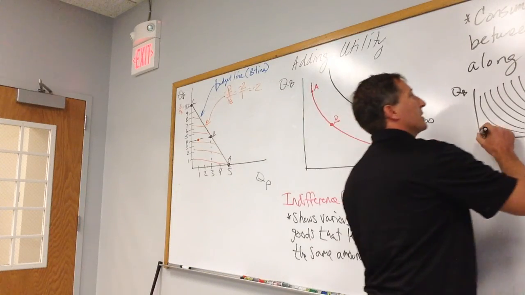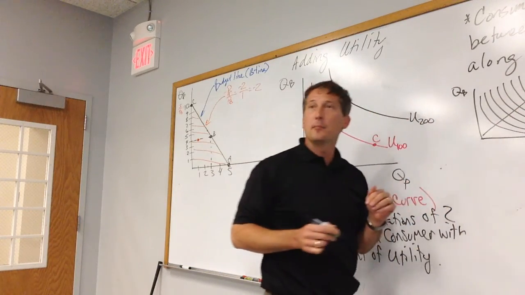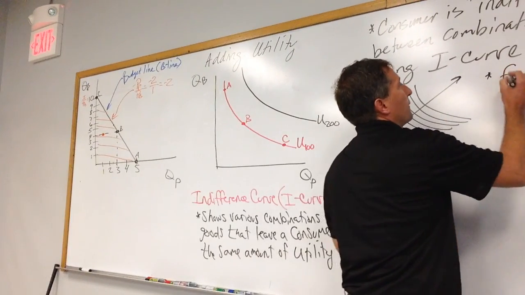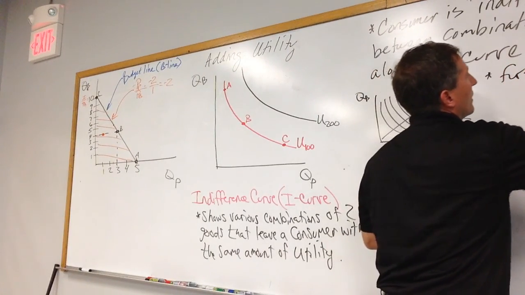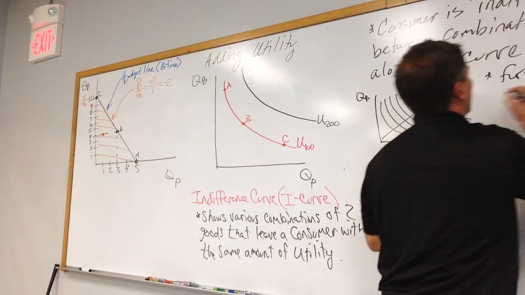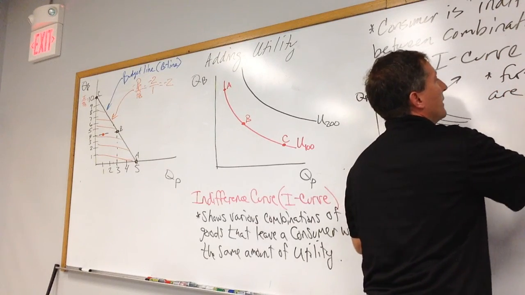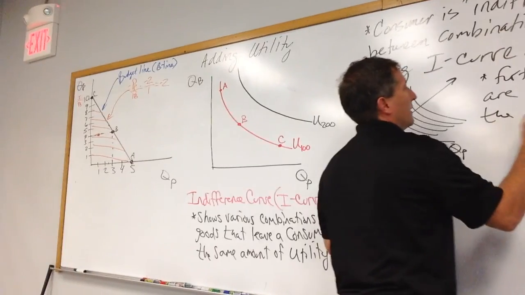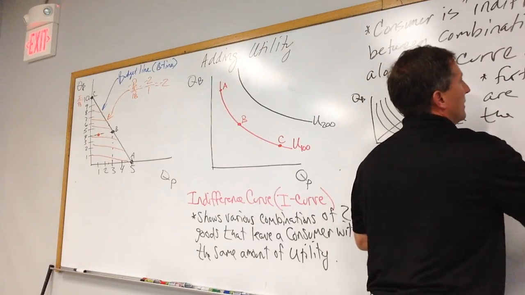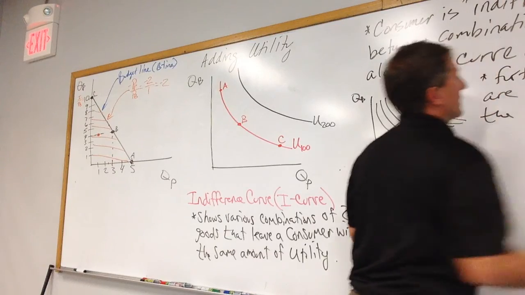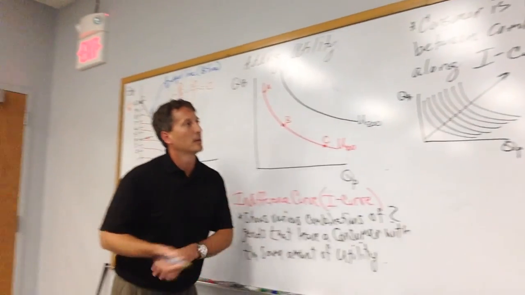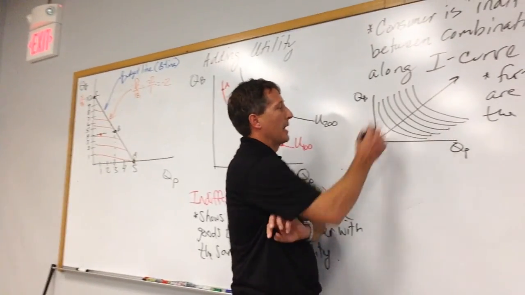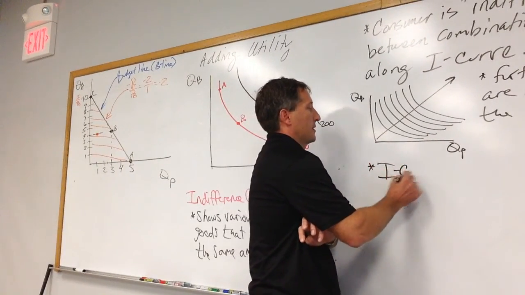And I'm happier the further out I am. So the further out you are on the indifference curves, the higher the total utility is. So we might call this the indifference map.